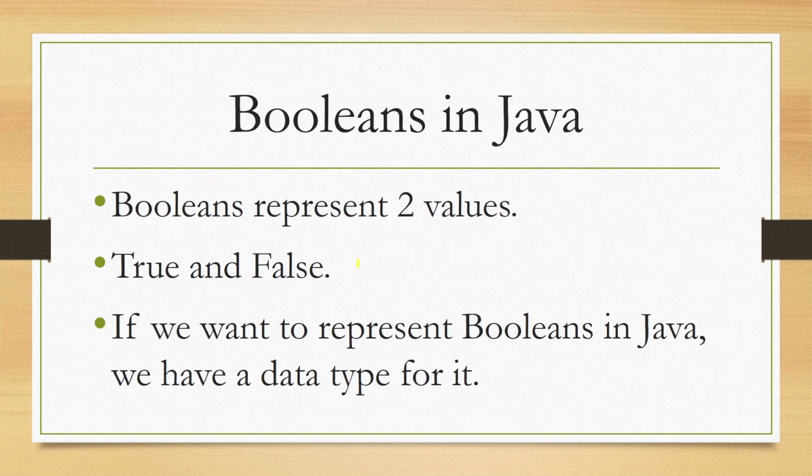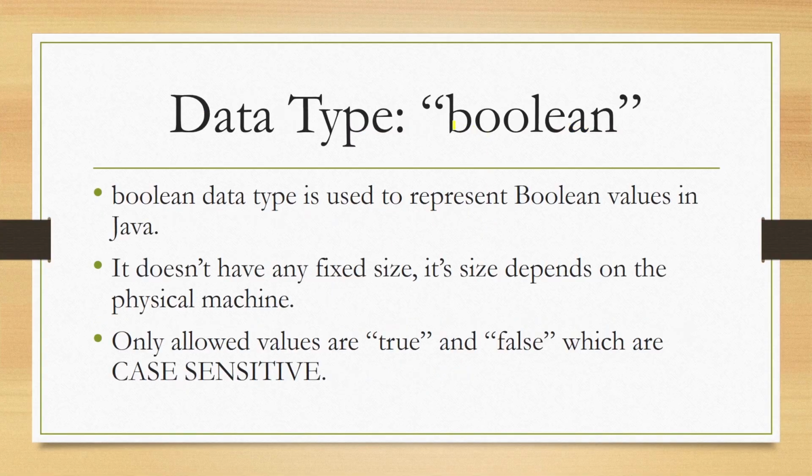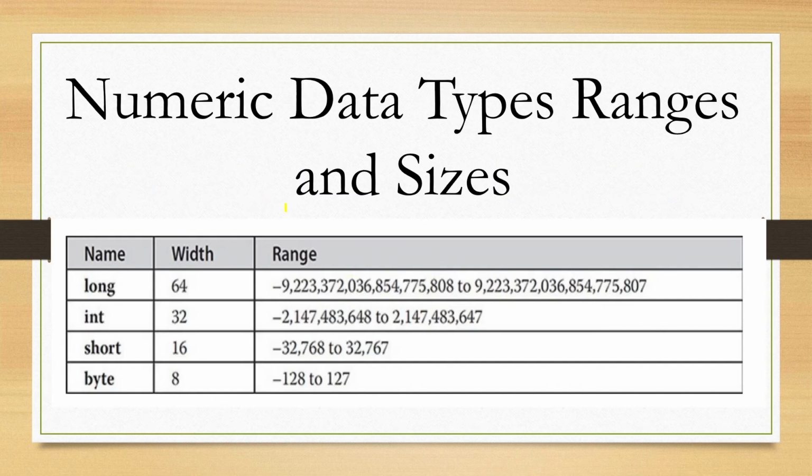Then we saw the boolean data type. Boolean represents two values, true and false. Whenever we want to use booleans in a program, we go for the boolean data type. Then we saw that the true and false values of boolean are case sensitive, and they should always be in lower case. Then we saw the ranges of all the numeric data types.